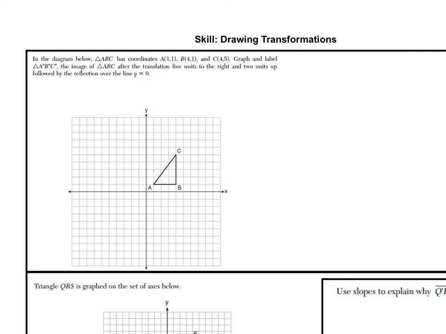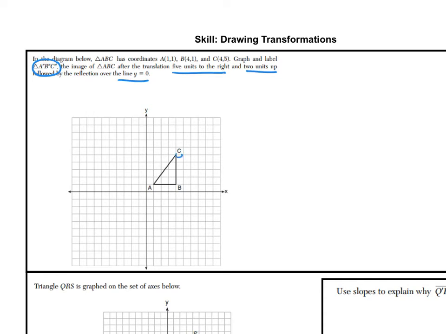So for the first one, it says, in the diagram below, triangle ABC has these coordinates. Graph and label A double prime, B double prime, C double prime. Remember, that's 2 transformations. The image of ABC after the translation 5 units to the right and 2 units up, followed by a reflection over y equals 0. So let's do that. We're going to just draw this image. So first, we're going to move all our points 5 units right, 2 units up.